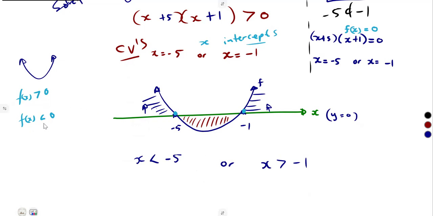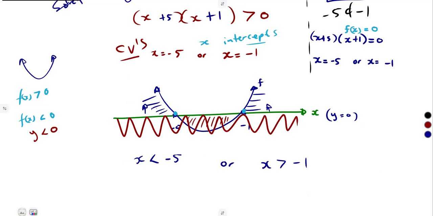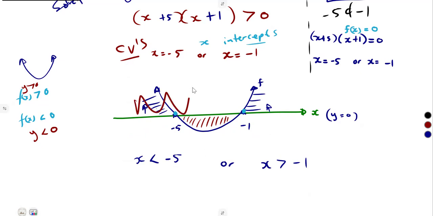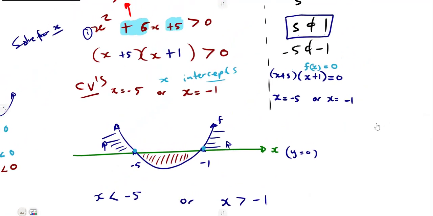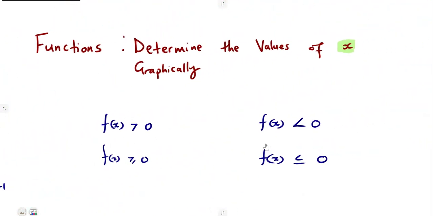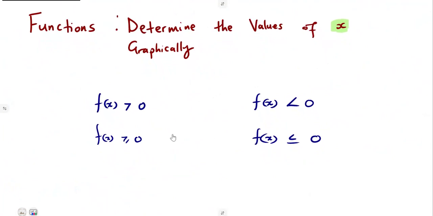Below the x-axis, less than 0. F of x is like y, so y less than 0. This is where y is equal to 0 on the x-axis. So where y is less than 0, it is below. Where f of x, y, is greater than 0, we're talking about above the x-axis, where y is equal to 0. Above. So using this, we can answer questions graphically for any function that we are given of this nature.